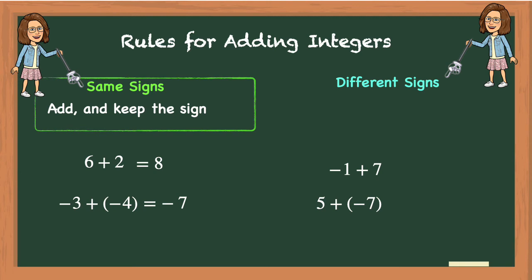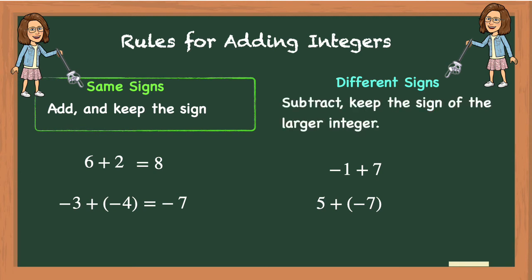When the integers have different signs, you subtract and keep the sign of the larger integer. So looking again at negative 1 plus 7, we need to subtract 7 minus 1 to get 6, and then we need to decide if this 6 is positive or negative. Since 7 is the larger number and it is positive, our answer of 6 will be positive 6.